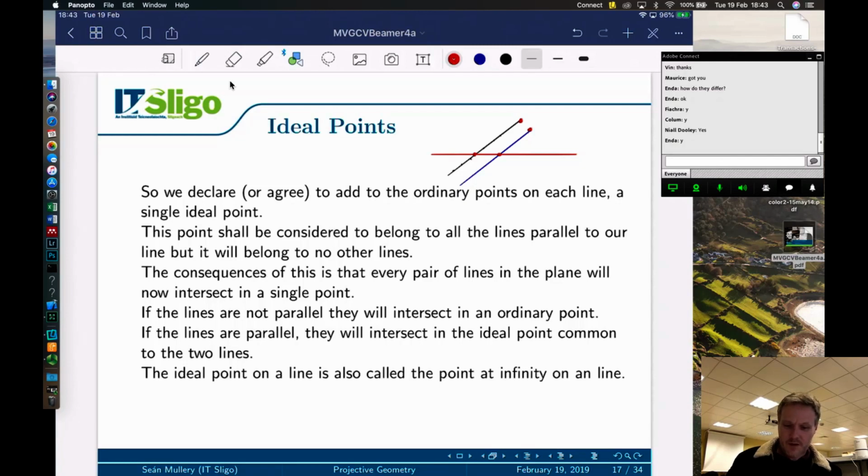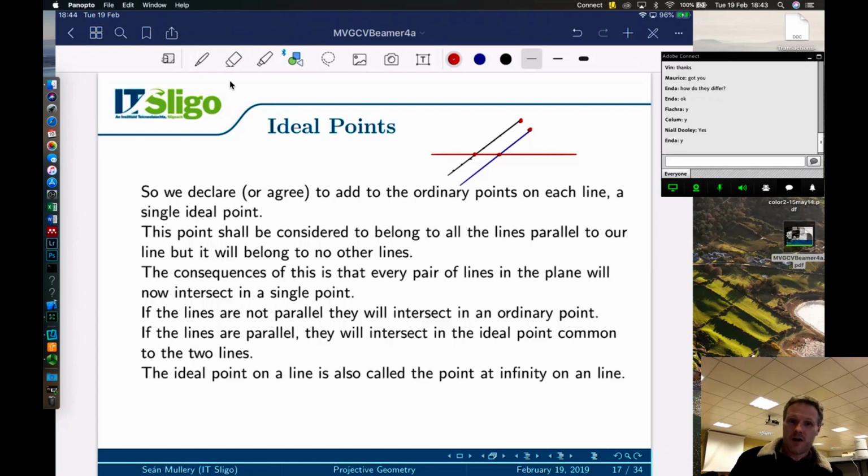Now remember, we're only drawing on a plane here at the minute. This is drawing on a sheet of paper. It's not in the 3D world just yet. So if the lines are not parallel, then they will intersect in an ordinary point, and they're always going to intersect somewhere. Even if they're only slightly off parallel, they're still going to intersect somewhere. It might be well off your page, fine, but they're definitely going to intersect somewhere, and long before infinity. If the lines are not parallel, then they will intersect in an ordinary point. If the lines are parallel, they will intersect in an ideal point common to the two lines.